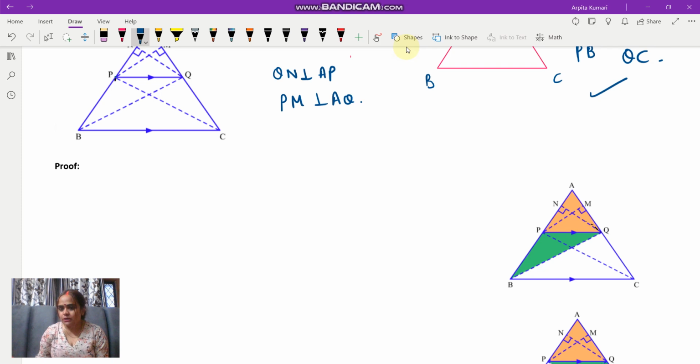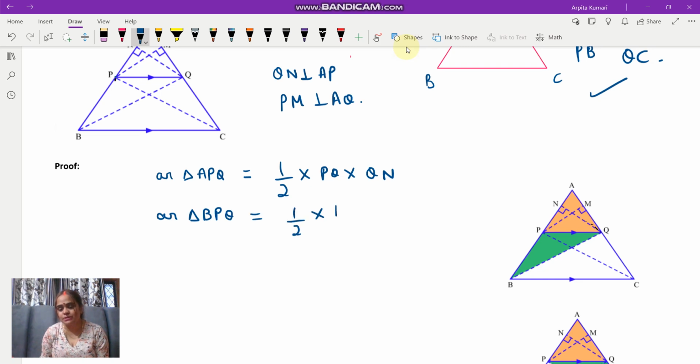In both the triangles the height would be QN, the perpendicular distance, because height is a perpendicular distance. So let's take the area. As we know, the area of a triangle is half times base times height. So the area of triangle APQ would be half times the base PQ and the height QN. And the area of the triangle BPQ, the base would be PB and the height is the same, QN.